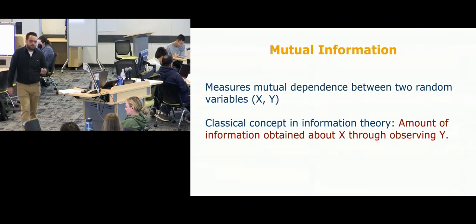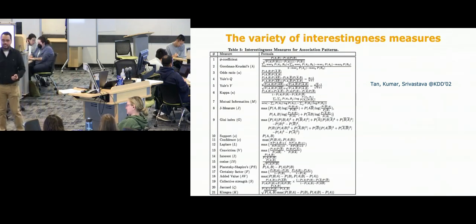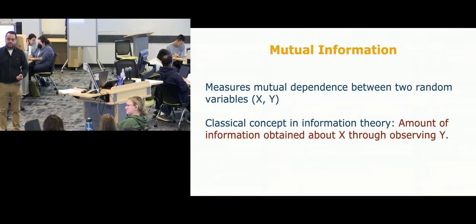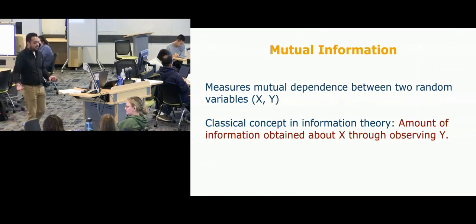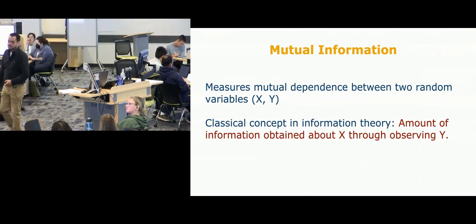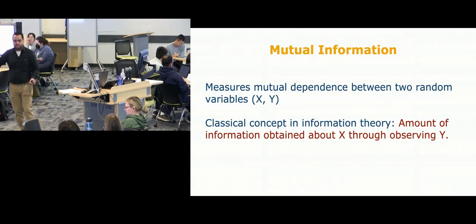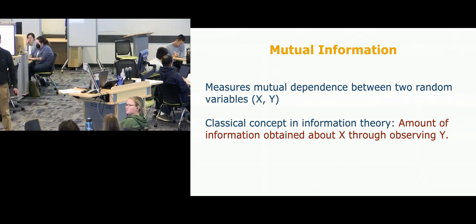Okay, so another interestingness measure that's also mentioned in this table, and that I really want to cover because it's a very, very important concept useful for any kind of data science, data mining application, is this idea of mutual information, right? So it comes from this whole idea of information theory. Mutual information measures mutual dependence between two random variables. Information theoretically, you could define it as the amount of information about X through observing Y. So if you observe Y, what does it tell you about X?